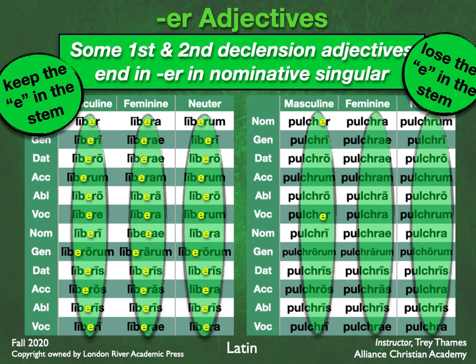Pulchri, pulchrorum. I can't speak right. I think there's a typo there that should actually say pulchrorum. Pulchrorum, that got deleted. Pulchris, pulchros, pulchris, pulchri. So in masculine, feminine, and neuter, it pretty much loses the e all the way throughout, except for that one example. So some adjectives ending in er keep the e, and some adjectives ending in er lose the e. You can tell the difference because if it has an er in the masculine, feminine, and neuter, it's going to keep the e. If it doesn't have it in masculine, feminine, and neuter, it's going to drop the e.